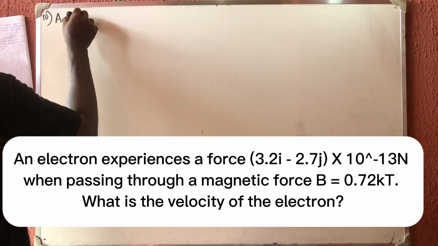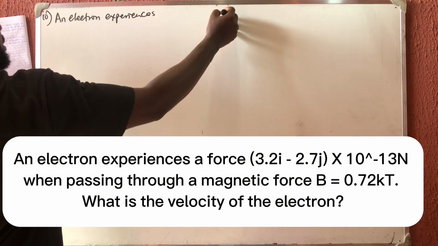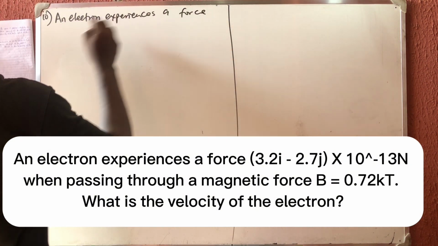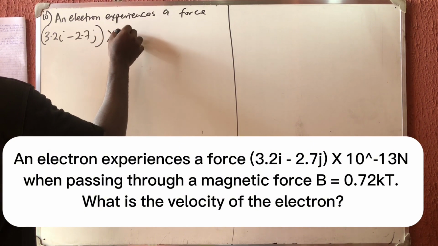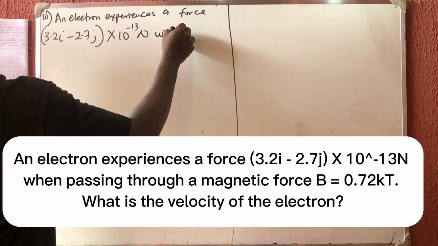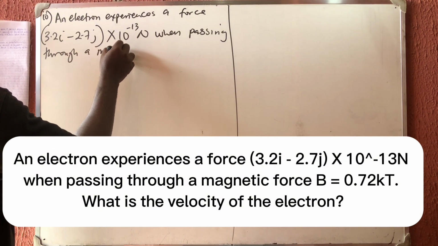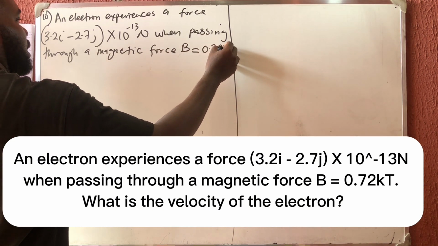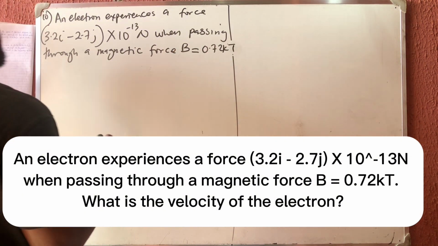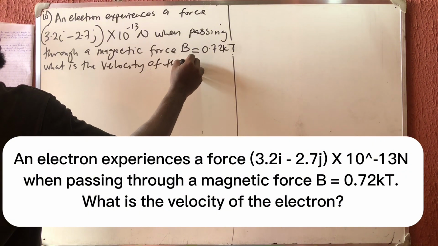So the next question, question number 10, says that an electron experiences a force 3.2i minus 2.7j, all times 10 raised to power minus 13 Newton, when passing through a magnetic field B, which is equal to what? 0.72k T. Okay, 0.72 T. Then I say, what is the velocity of the electron?